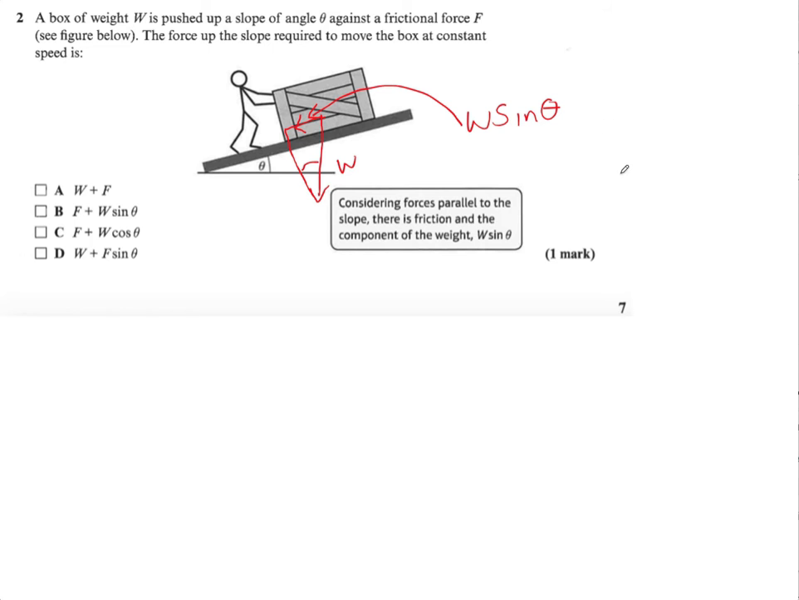You're also told you've got friction to overcome. Because you're told the box moves at constant velocity, you know the forces must balance. They must equal each other. So the forces upwards must equal the forces downwards, and you've got two forces acting down the slope: the one created by the weight, which is W sine theta, and the one caused by the friction. So you add those two together, and that is what it is. So this one here is what we're looking at: F equals W sine theta.